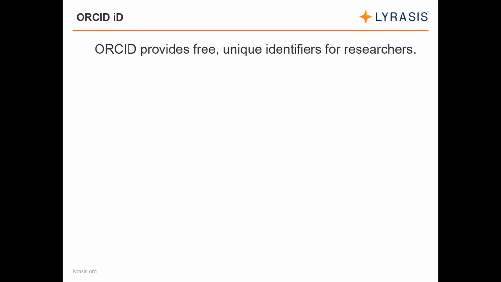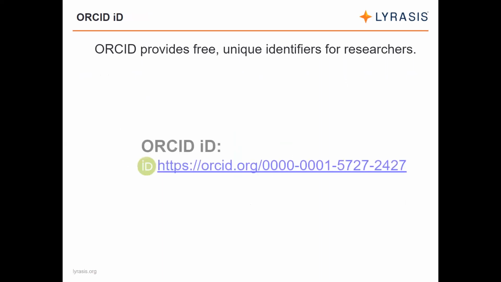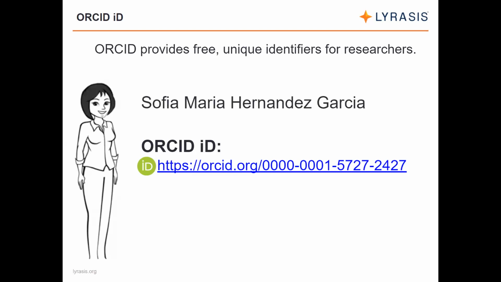So ORCID provides researchers with what we call an ORCID ID. It's a 16-digit number that is unique to you so that you can distinguish yourself from other researchers despite the complexities that come with identifying ourselves by name. And anyone can get their own ORCID ID for free, and it looks something like this. So this ORCID ID that you're seeing on the screen belongs to our volunteer researcher for today, Sofia Maria Hernandez Garcia. And you'll notice that this ORCID ID looks like a link, and that's because it is.